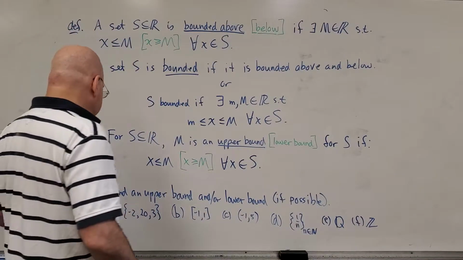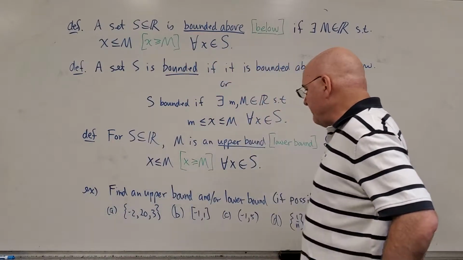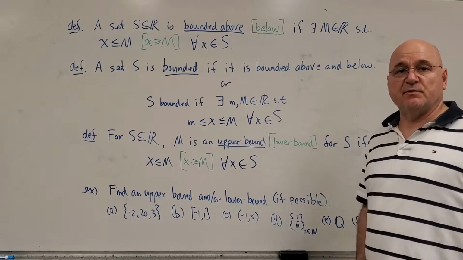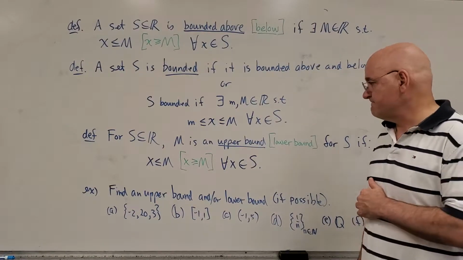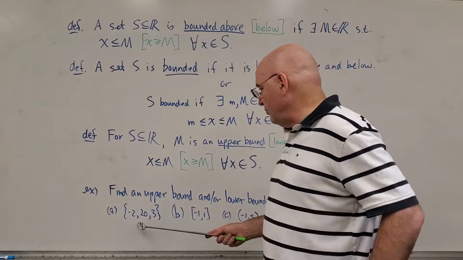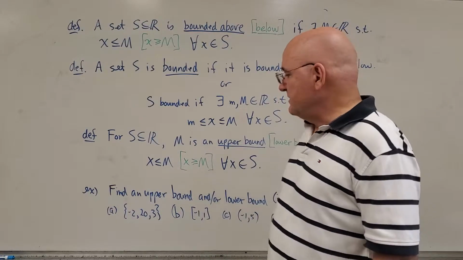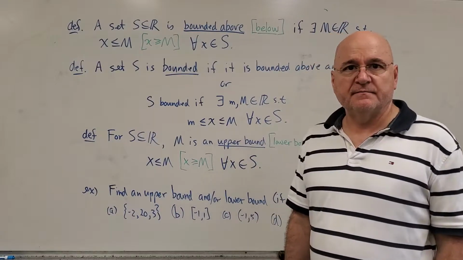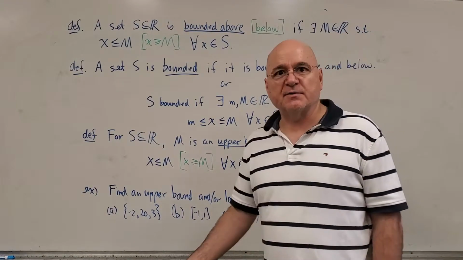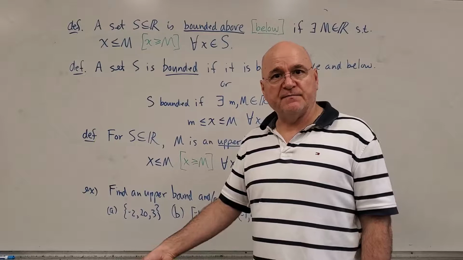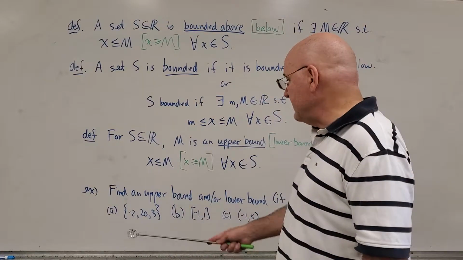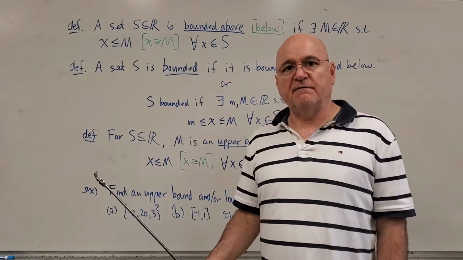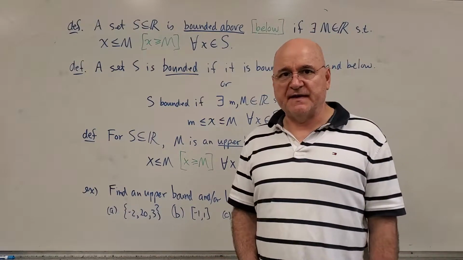All right, let's look at these examples. Find an upper bound and a lower bound for all of the following sets, if possible. It might be that none exists. Well, here's a simple one. We've got 3 elements in it. So one lower bound could just be the smallest number in the set, -2, or -3, or -5, or -1,000,000. They're all lower bounds. -2 is a special one, though. It is the greatest of all of the lower bounds, and we'll talk more about that in a few minutes.